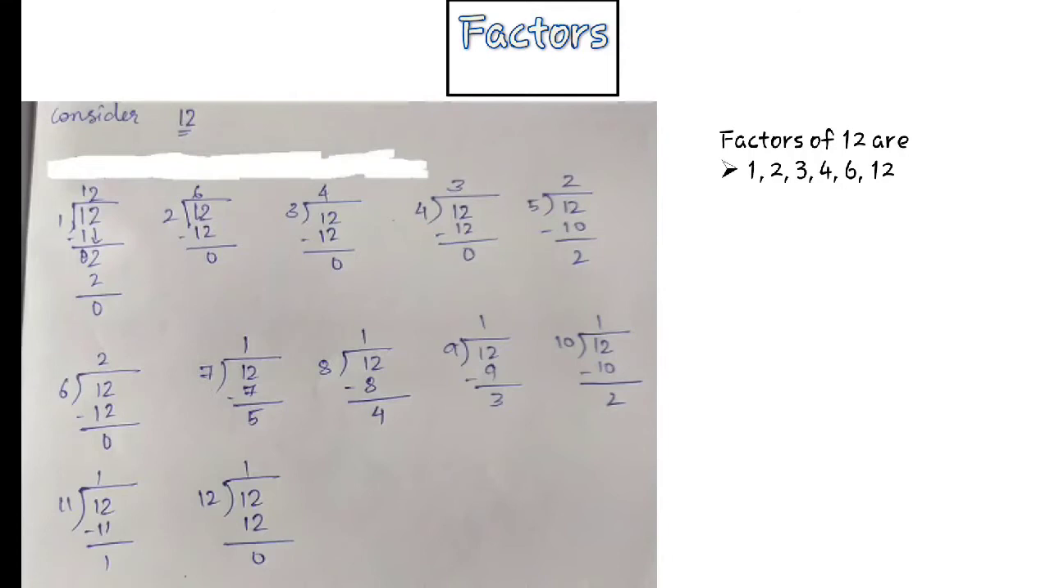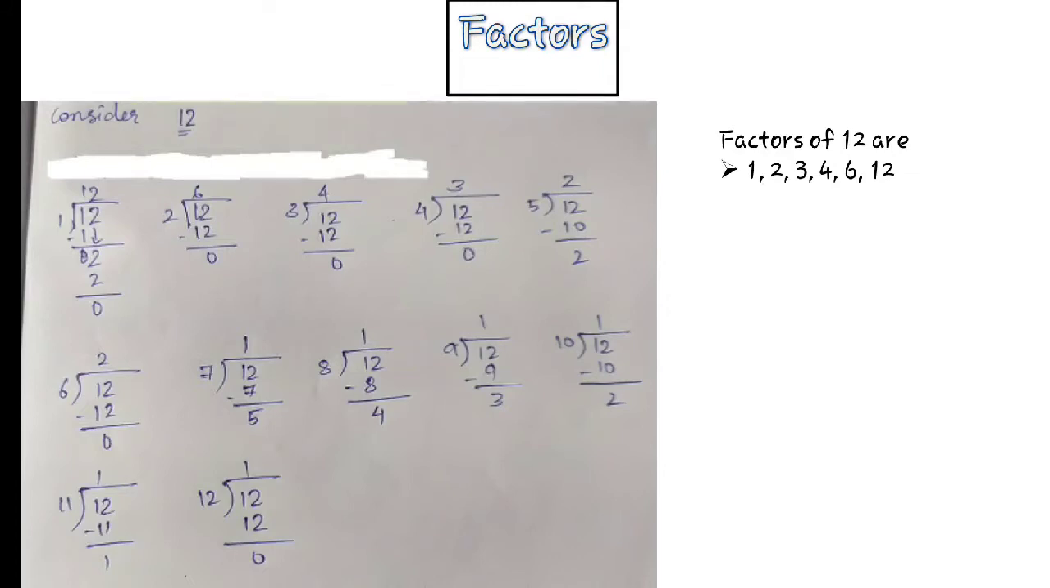There is 12. Now I have divided 12 by 1. I got the answer 12 and remainder 0. I divided 12 by 2. I got the remainder 0. I divided 12 by 3. I got remainder 0. I divided 12 by 4. I got the remainder 0. And when I divided 12 by 5, I got remainder 2. And likewise for 6, I have got remainder 0.